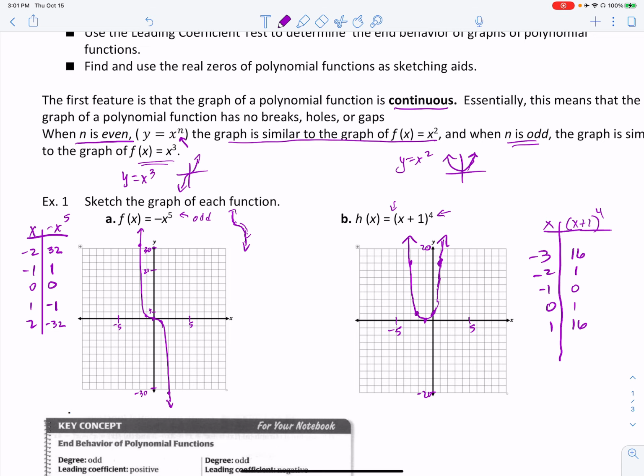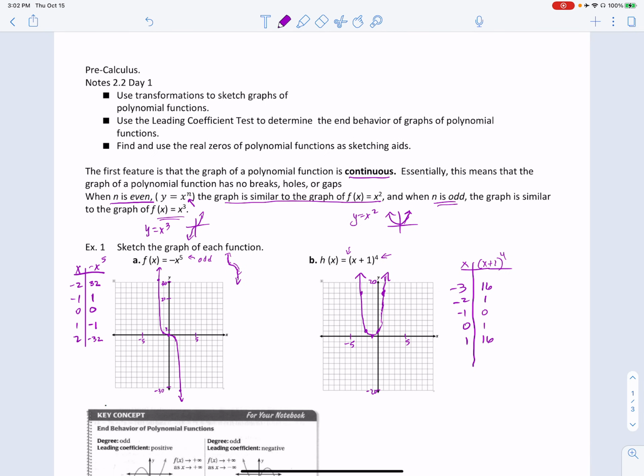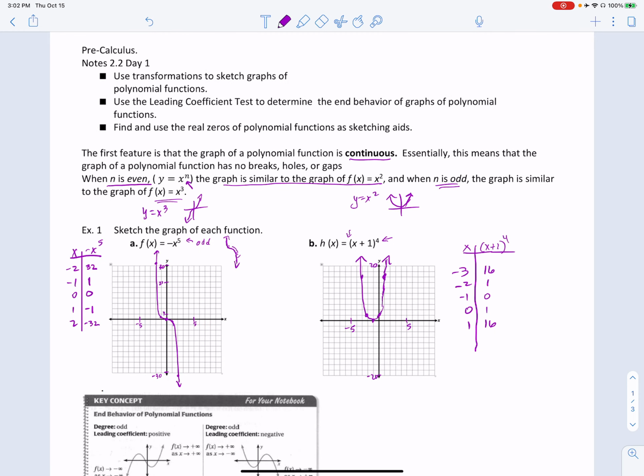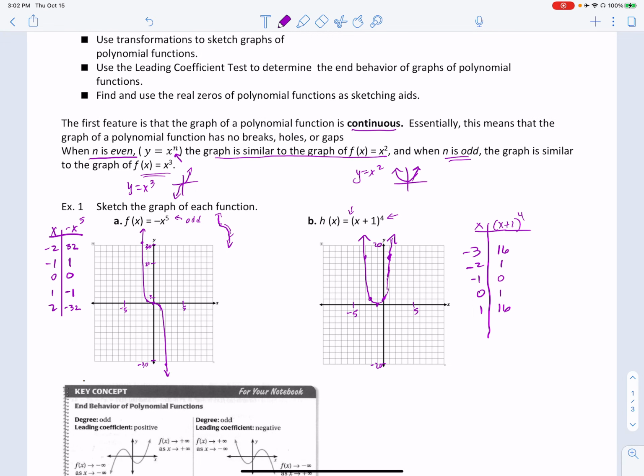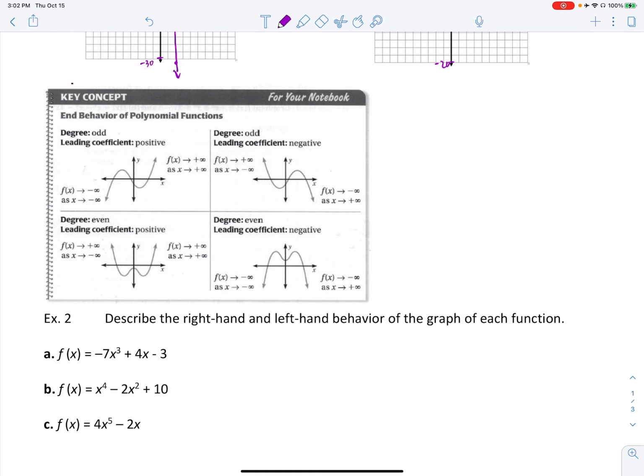So there's that. And so being able to graph those and kind of have an expectation. But it goes a little further than just n is even and n is odd. If we look at the leading term, we can determine some more about the shape of a graph. And that's this key concept right here. In addition to looking at if the degree is odd, if the leading coefficient is positive, I know overall it starts from below, and then it might have several turns, but overall it ends up increasing.